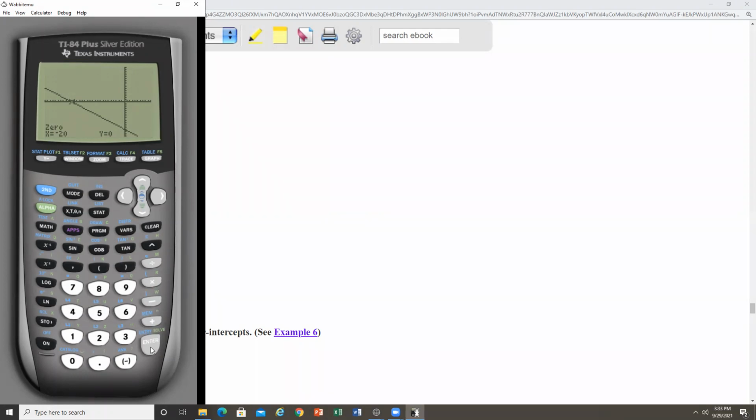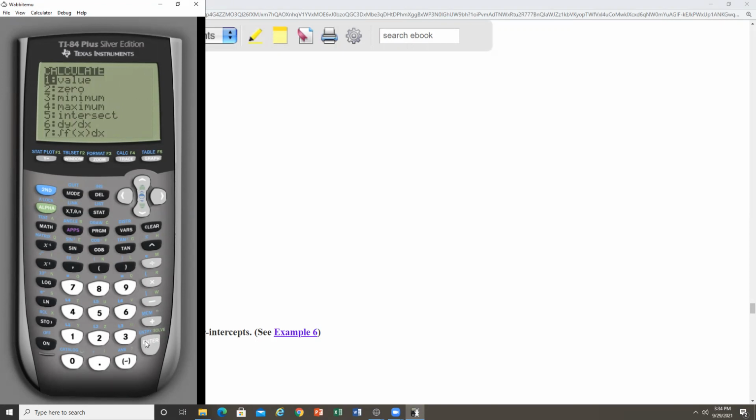Did it work? Yes. All right. So notice that's how you graphically find x-intercepts, using your 0 function and calculate. Now to find the y-intercept, we're going to go back to calculate, second trace, but this time we use the value function. The value function finds y-intercepts. The 0 function finds x-intercepts. To find the y-intercept, we activate the value function in calculate.